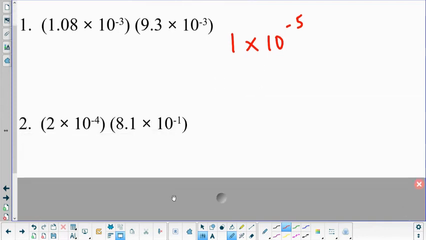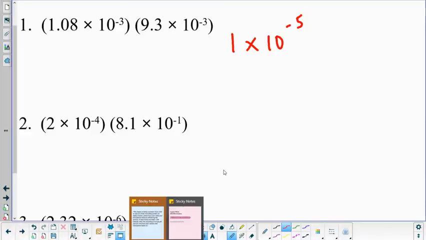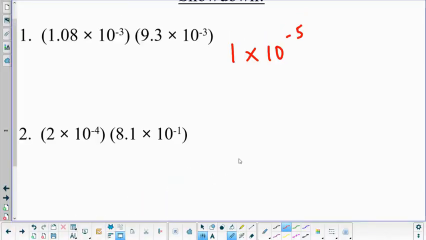All right, for our second one, here is another one. Whoops, move up a little bit. Go ahead and pause your video. All right, for this one, we should have gotten 1.62 times 10 to the -4th power.